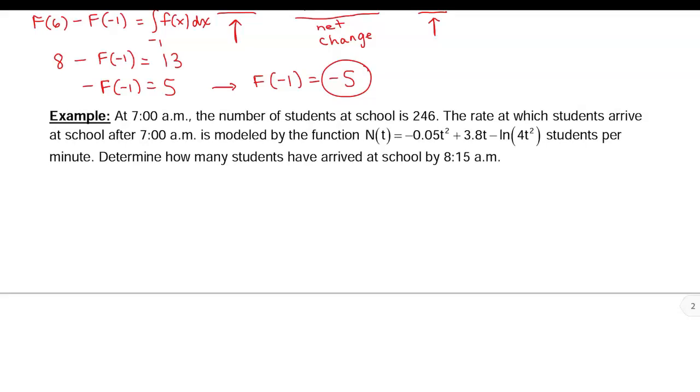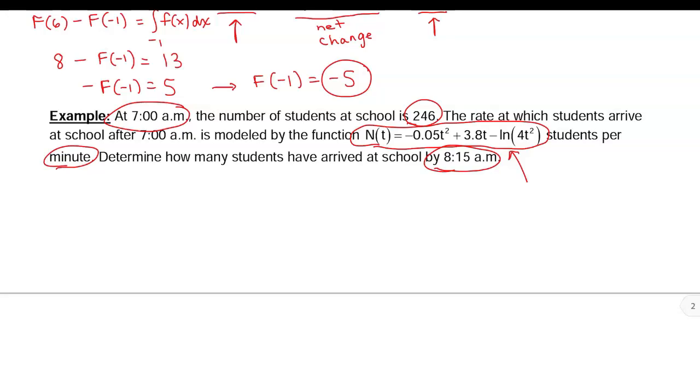Our last example, this is a question about how fast the students are arriving at school. At 7 a.m., there are 246 students at school. The rate at which they arrive is modeled by this function. So this is the rate function here. So this is the derivative already. This is the rate function. That is what you have in the integrand when you find net change. We need to find out how many students have arrived by 8:15. Now, if the starting time is 7 and our units are in minutes, then that would be 75 minutes later.